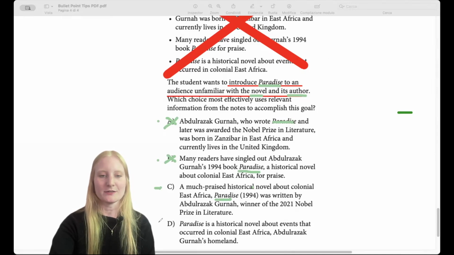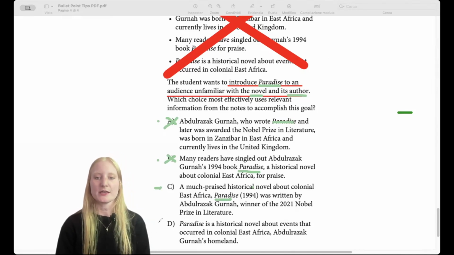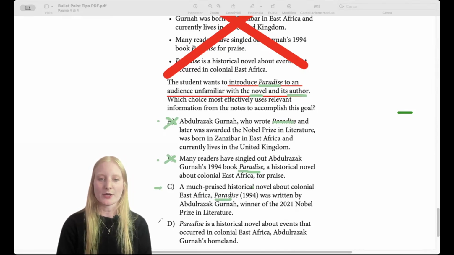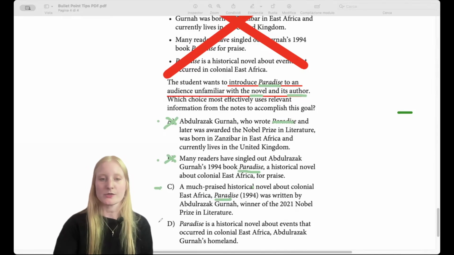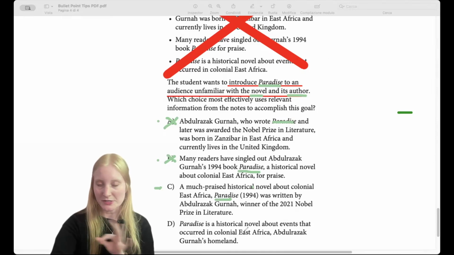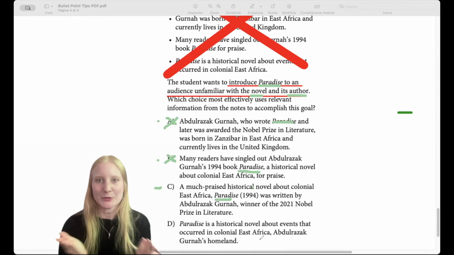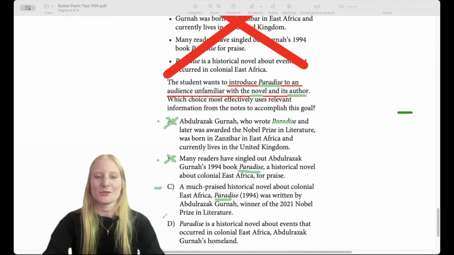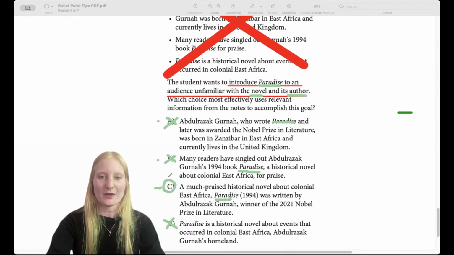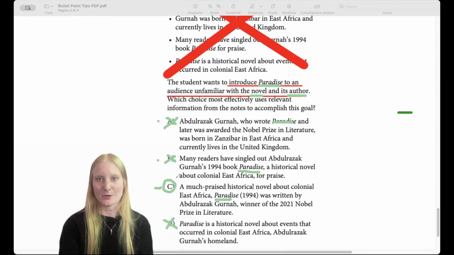So let's look at letter D. Paradise is a historical novel about events that occurred in colonial East Africa, Abdul Razak Gurnah's homeland. Okay, so we have Paradise here, right, the novel. We know it's historical. We know that it's about events that happened in East Africa. Perfect introduction. But then it just says Abdul Razak Gurnah's homeland. Well, who is Abdul Razak? We don't know. There's no introduction. So we can go ahead and eliminate D as well, leaving us with that final answer C, okay?